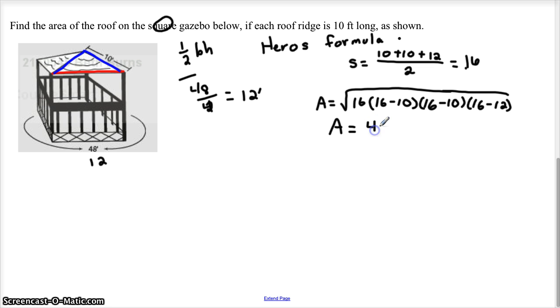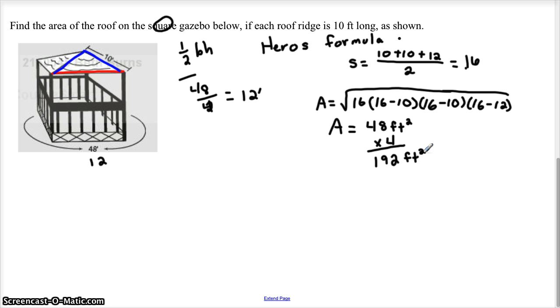48 feet squared. But remember, that's just for one of the triangles, and there are 4 of them. So I need to multiply this by 4, which gives me an area of 192 feet. Oh, sorry, 192 feet squared. So that's the first way I could do this problem.